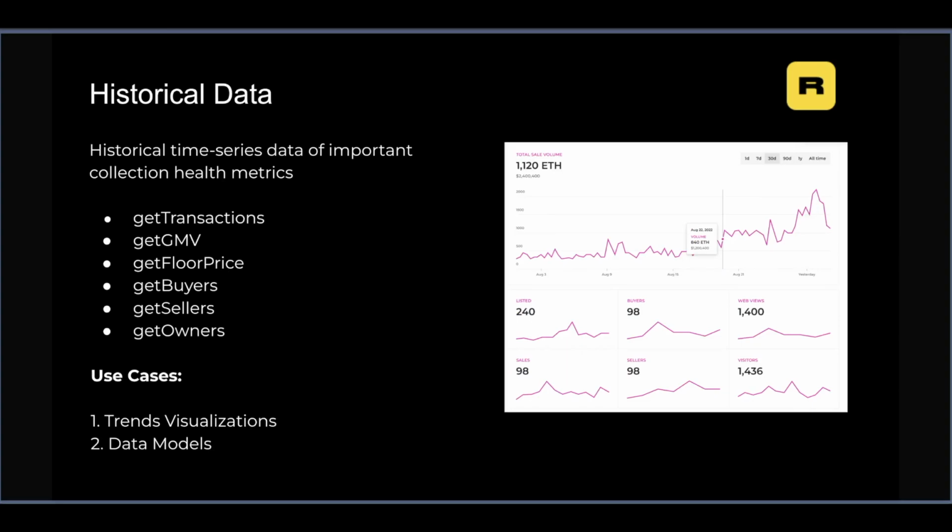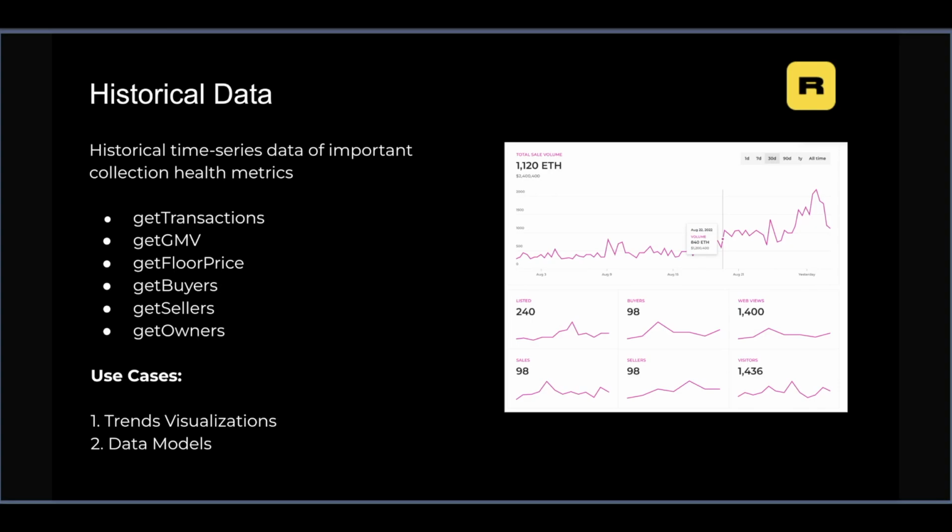One of the last types of endpoints that we have is regarding historical data. With all the historical data, we provide a time series of different data points regarding the health metrics of a collection across different times for particular collections. We provide data, for example, such as transactions, GMVs, floor price, number of buyers, sellers, owners, I think on a daily basis. You can query this from this endpoint.